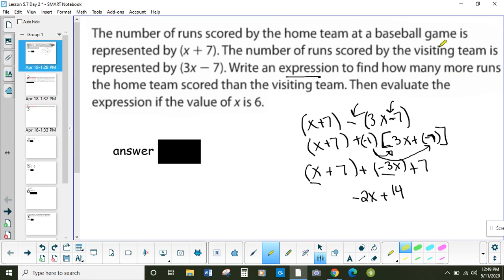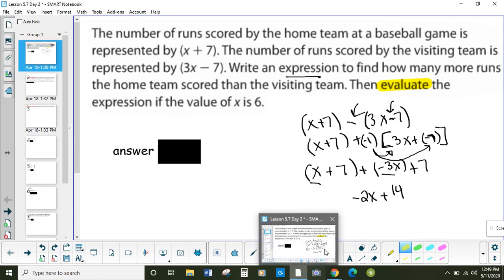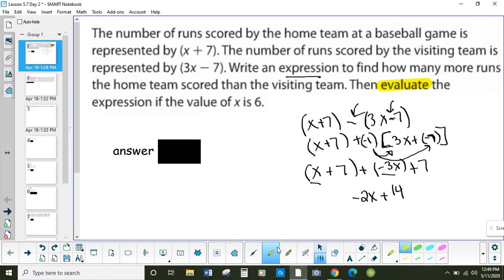So we're learning a new skill today. We're going to evaluate today. And to evaluate means to substitute the value for the variable, the number for the letter, and simplify. That's what it means to evaluate. So I already know the expression that represents the difference between these two scores. But if x is 6, then I can plug in 6 where x goes into my simplified expression right here. So I'll take this and I'll plug in a 6 where the x goes.